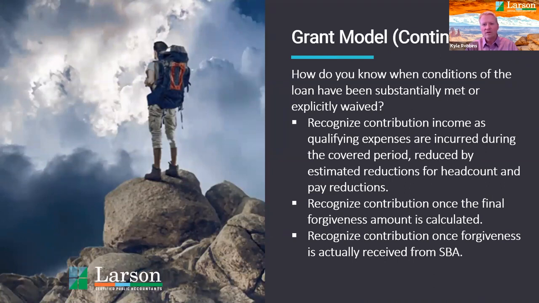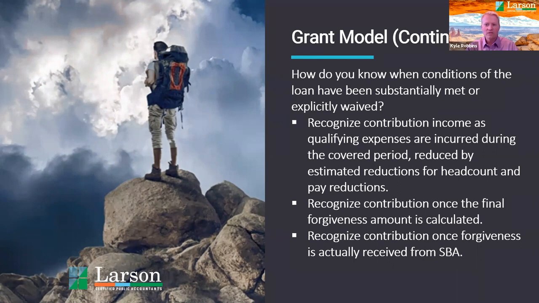So there are three different approaches you can take, and it's important to make sure you select which approach you're going to take and have a good rationale and good reason as to why you're following that approach, just to support your decision in which approach you're following. So the first approach is you can recognize contribution income as you incur the qualifying expenses.